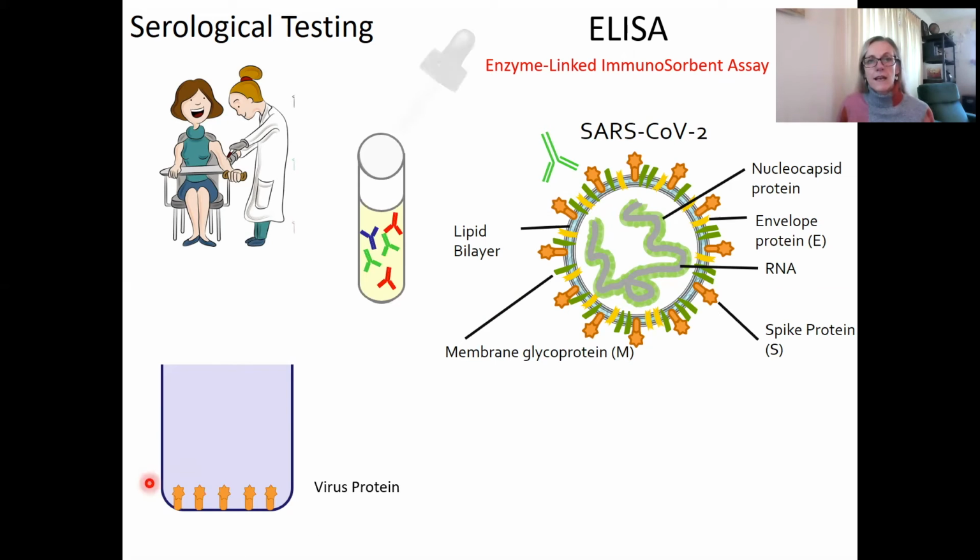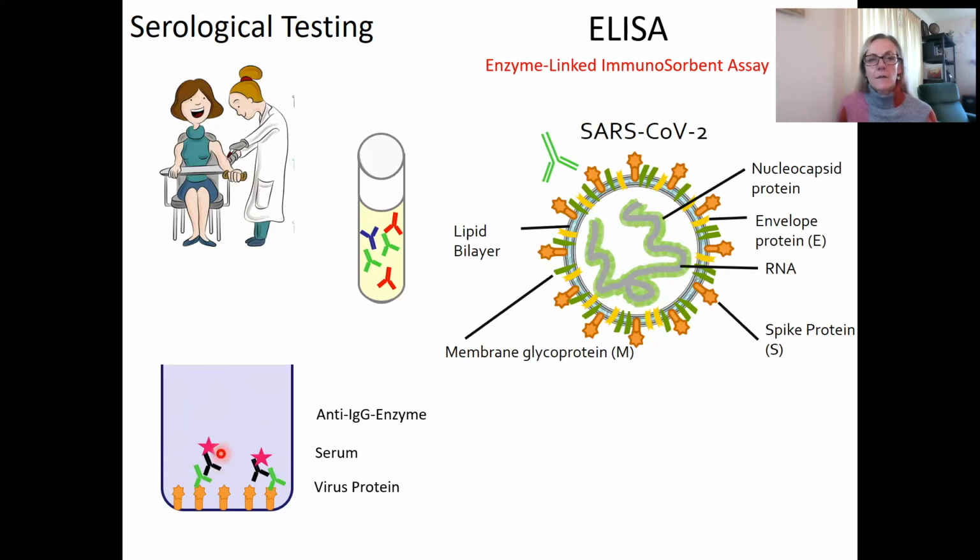Then you take your serum sample and put it into the well. Those antibodies that recognize the virus protein, or the spike protein, will bind, and then you wash everything else out. So the only ones left are the ones specific for the virus. Then you add in a secondary antibody. This is an antibody that you know, and in this example, recognizes IgG, so you can tell if these antibodies are IgG.